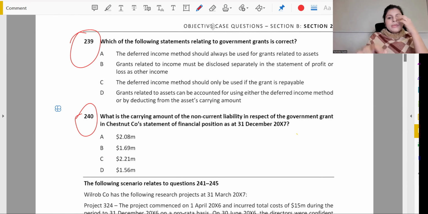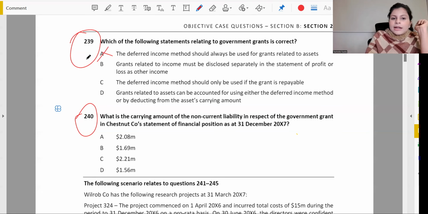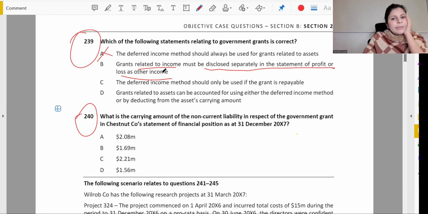The deferred income method should always be used for grants related to assets. Is that correct? No, you have two methods. Under grants, you have two methods. So deferred income is one of them. Then, grants related to income must be disclosed separately in the statement of profit and loss as other income. That's incorrect. There's nothing that we've learned.